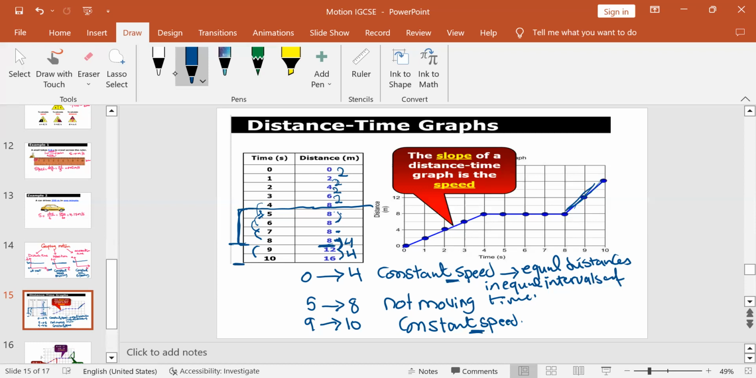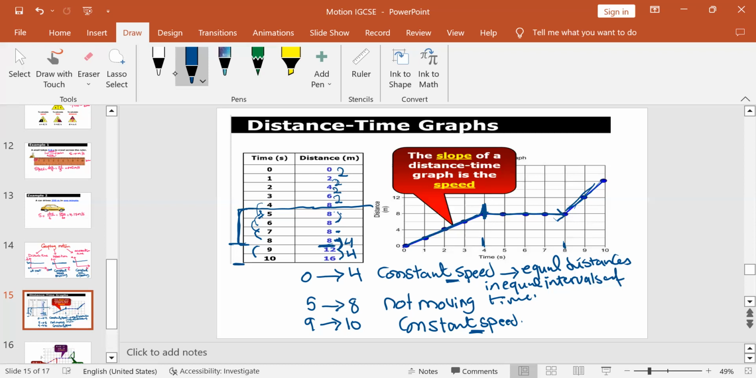Okay? So we described the table. Let's discuss the motion on the graph. Here from the graph, you will find that for the first 4 seconds, the graph is a straight line. What does it mean? The object is moving with constant speed. From 4 to 8, the body is at rest.